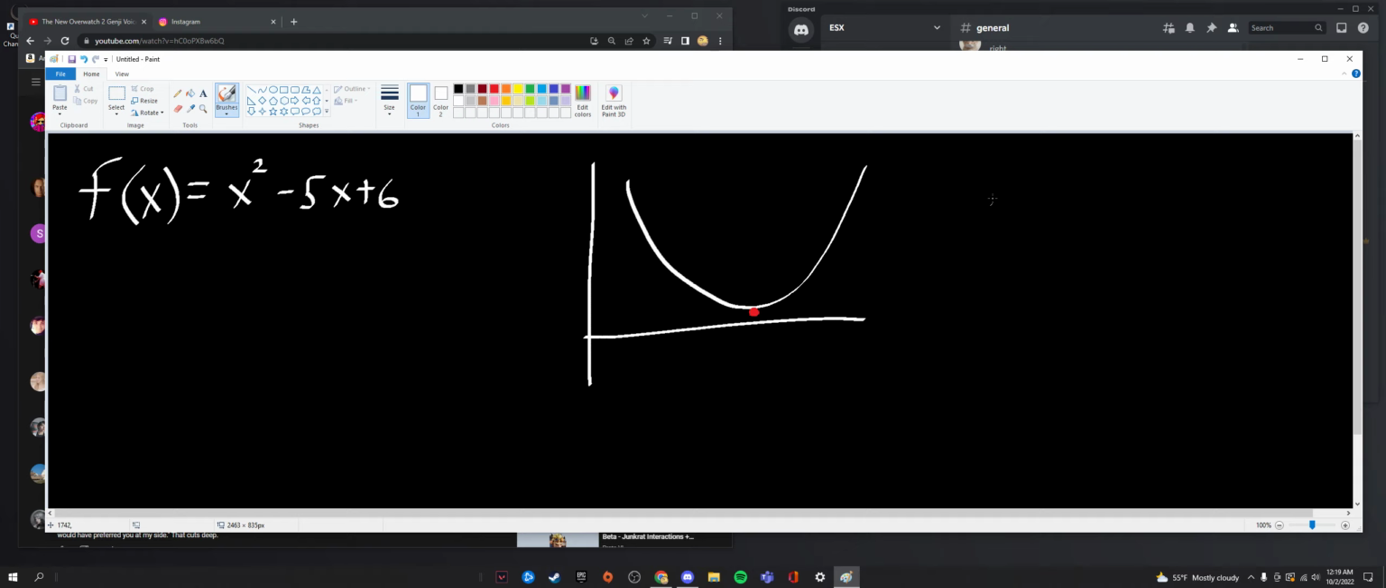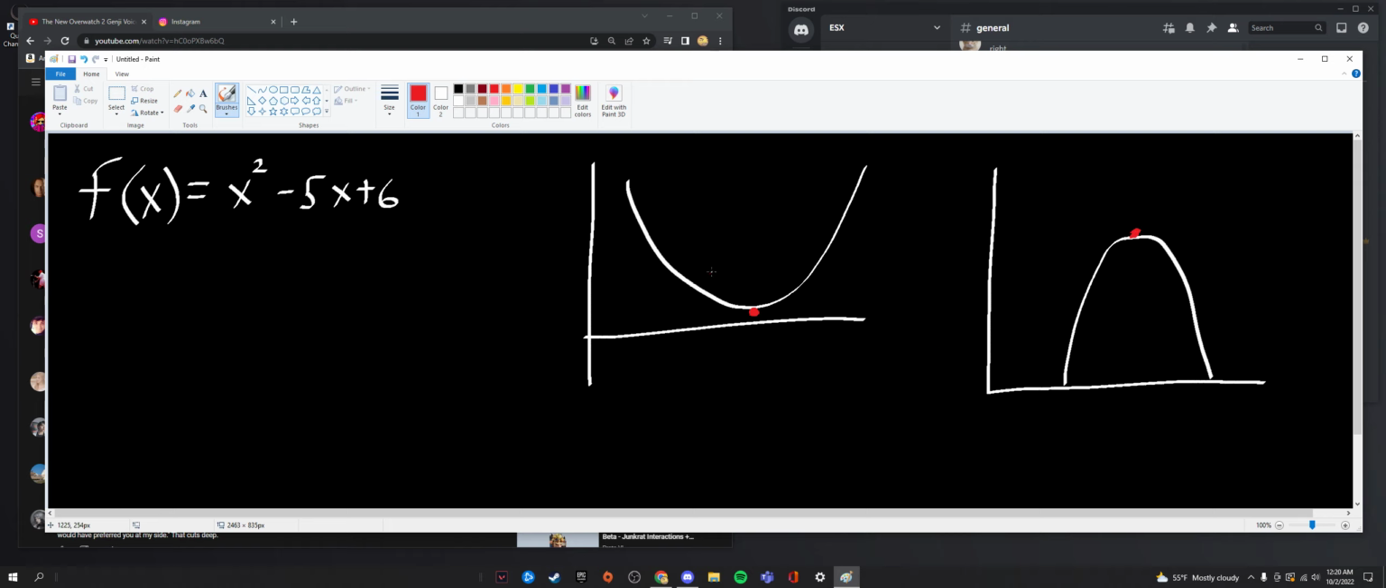Other parabolas, if we have a negative coefficient, or negative a as our coefficient, will look like that parabola but upside down. So in that case, our vertex is no longer a minimum point, it's a maximum point, or the highest point of our parabola. So everything before that goes up, hits that point, and everything after that goes down.